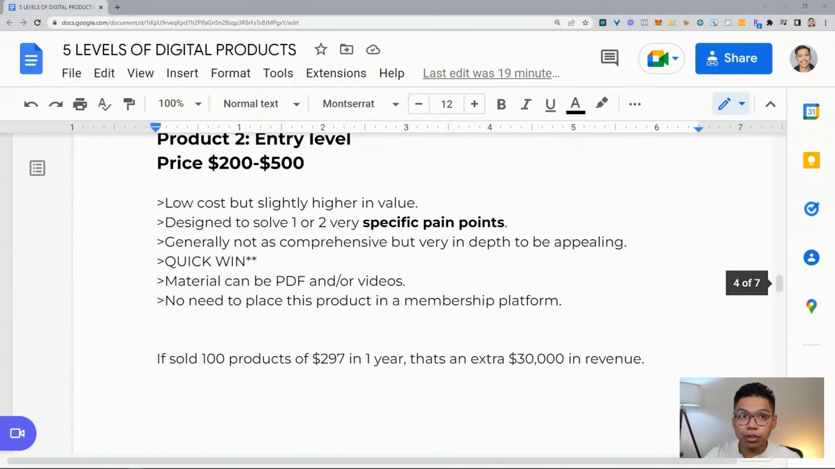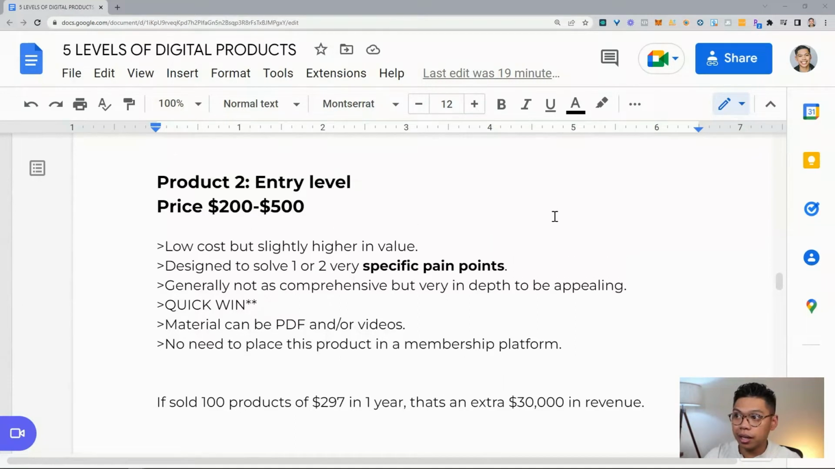Let's talk about number two. So number two is the entry level product, and usually the entry level product is something that's priced anywhere from 200 to 500. So this is low cost but slightly higher in value. Okay, it's designed to solve one or two very specific pain points. Very specific. And why I say very specific is because you want to be not someone that's running a general type of business. You want to be a niche specific expert. And there's ways to position your product around that.